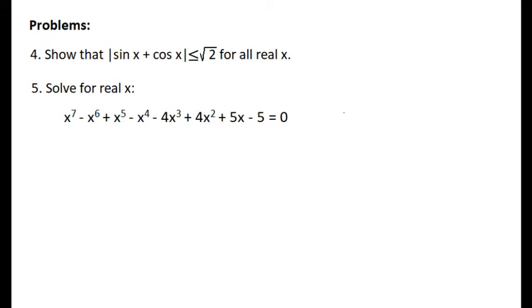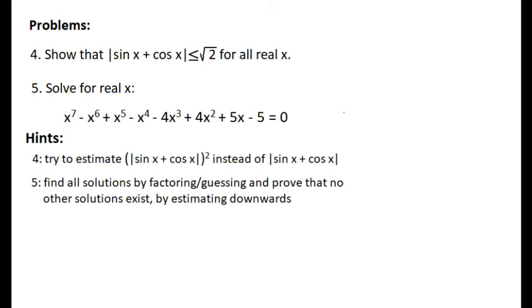If you want to try the problems now on your own, you can pause the video, or you can continue watching to see some hints. In problem number 4, you are hinted to estimate the square of the original expression instead of the original one. It should be easier, and you can also get rid of the absolute value sign neatly this way. In problem number 5, you should, by factoring or by guessing, find all the solutions and then prove that the remaining polynomial has no zeros by estimating downwards to a certain number.